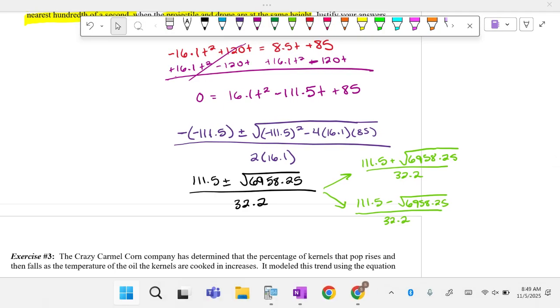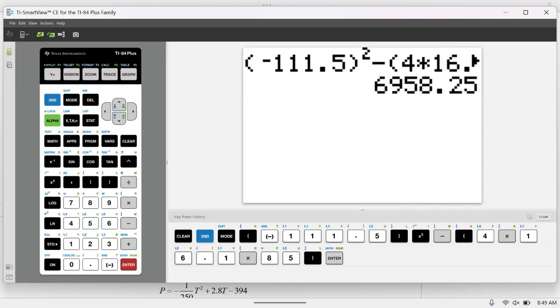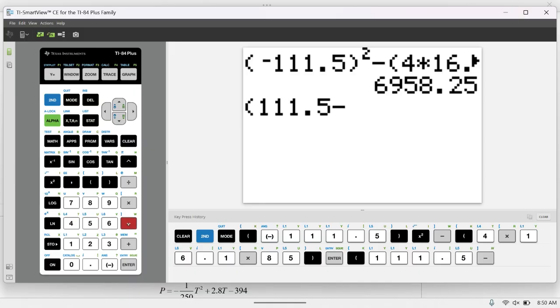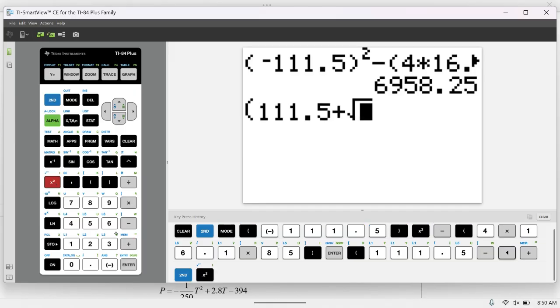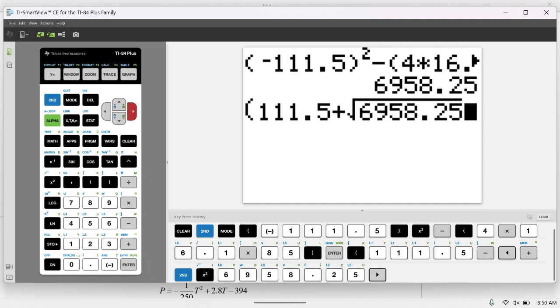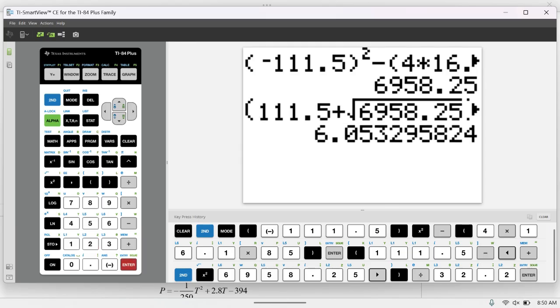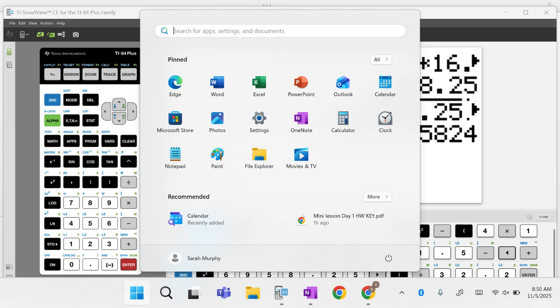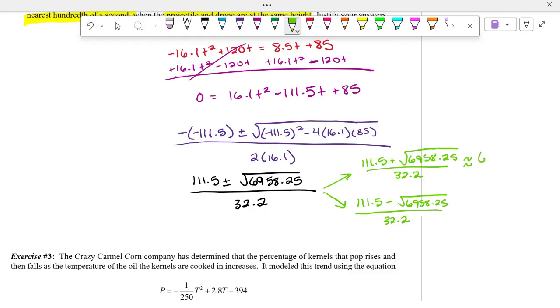All right, so I'm going to do the first one. I'm going to put this in parentheses: 111.5, plus the square root of 6958.25, close the parentheses, divided by 32.2. It's set to round to the nearest hundredth, so what is that? 6.05. So we're saying that this would be approximately 6.05.